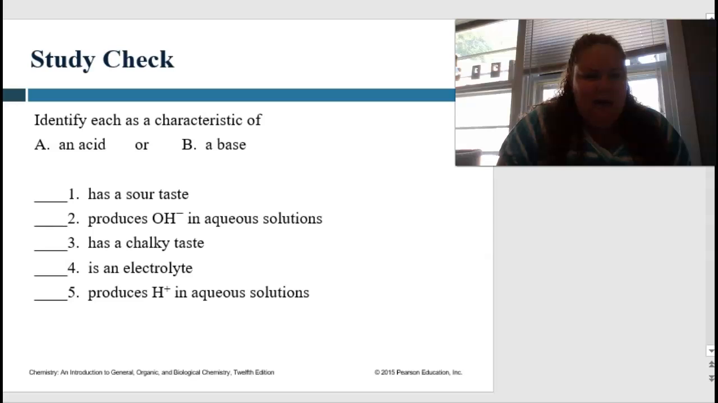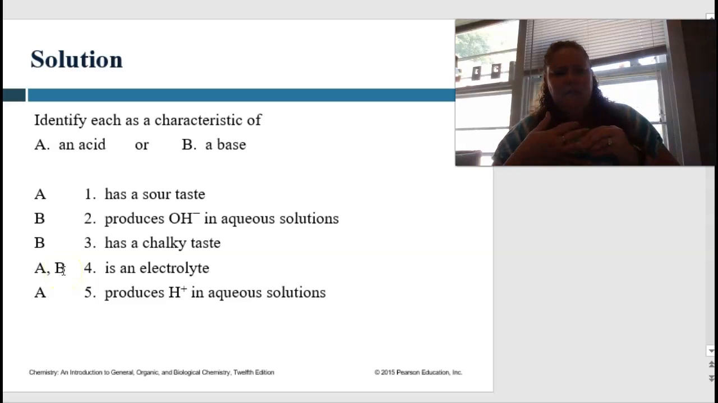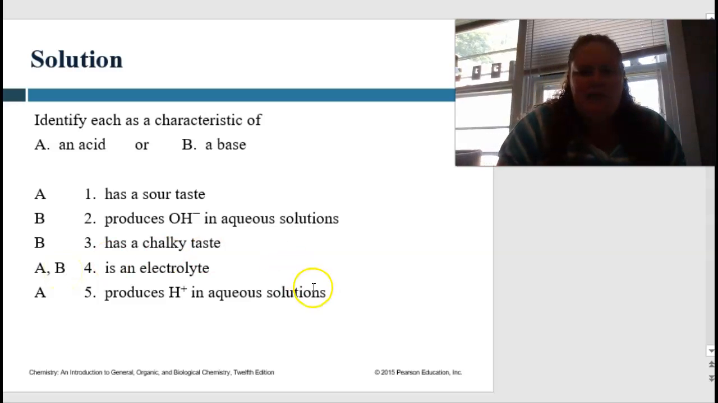So identify each of the following as a characteristic of either an acid or a base. Okay, use that table, pause, and come back. So what did we get? An acid has a sour taste. A base produces OH, or hydroxide, in an aqueous solution. A base has a chalky taste. Both an acid and a base are electrolytes. And an acid produces H pluses in aqueous solutions. Right, great job.